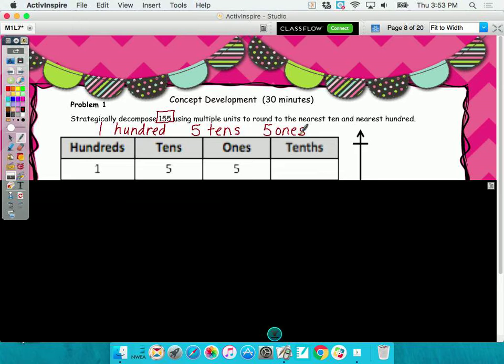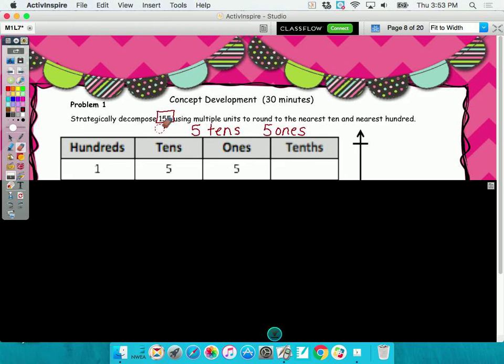So let's say I want to round this number to the nearest 100. What number would I look at? That's correct, I'd look at the ones because there's a 1 in the hundreds place. And then I would take that and put it on my vertical number line and do some rounding with it.